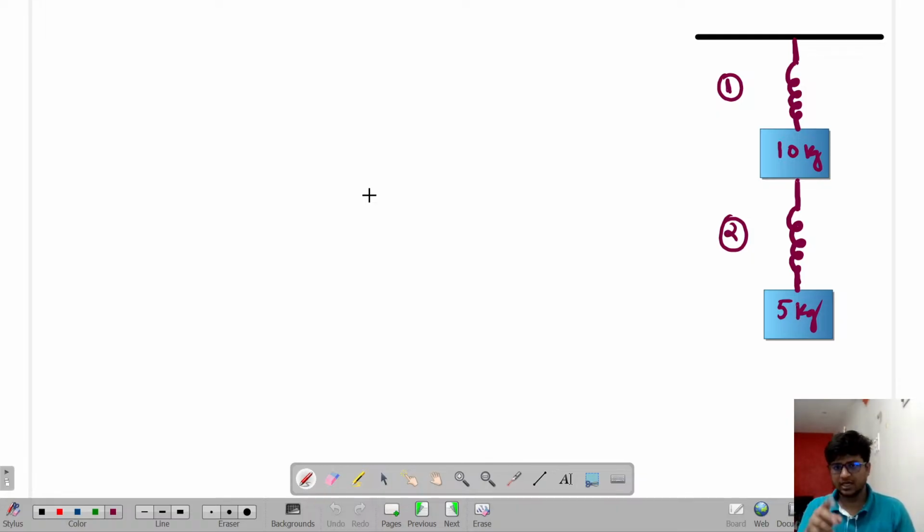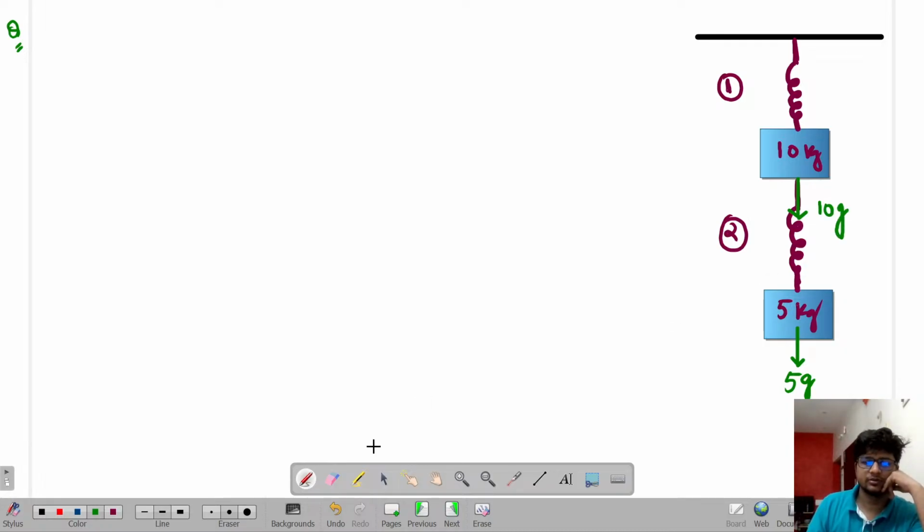See, we have two springs, just like the last question. What happens if we cut the first spring, and what happens if we cut the second spring? So first of all, I'll draw the FBD. This is 5 kg, so its weight is 5g. This weight will be 10g. This one will be a spring force one. I'll draw the 10g side.